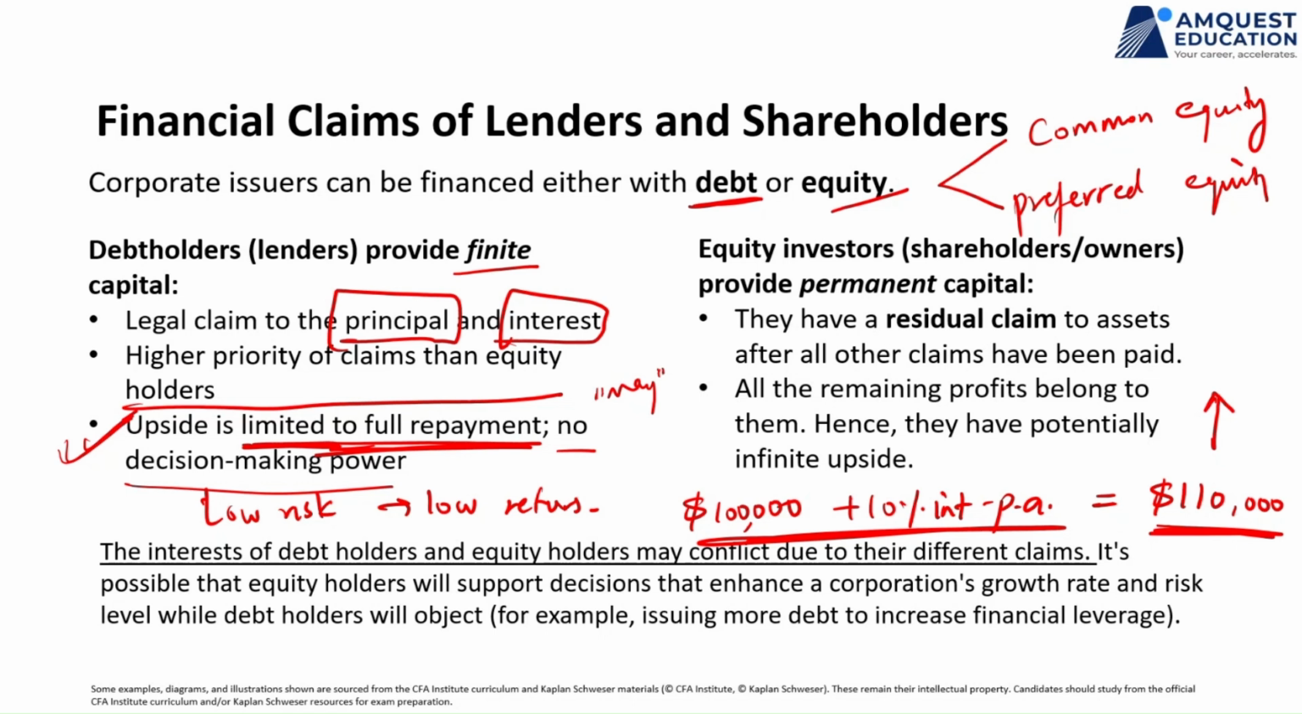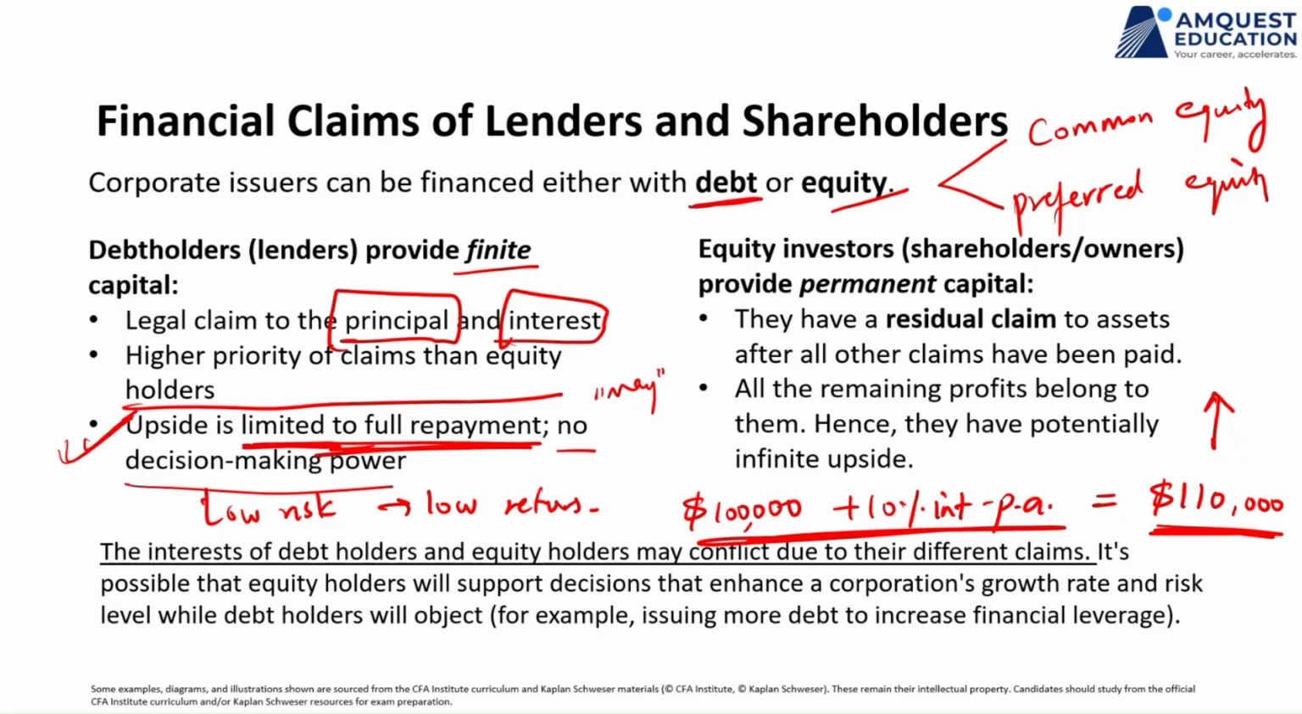Equity investors, on the other hand, are the shareholders or owners, and they typically provide permanent capital to the business. So the shareholders and the owners of the business. Technically speaking, even if you buy one share of a company, you are an owner in the business, right? You are a minority owner in the business. Your stake may be very less, but you are still an owner of the business.